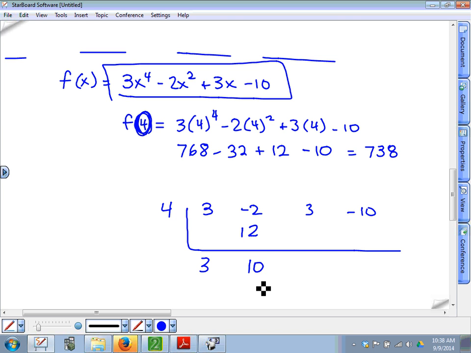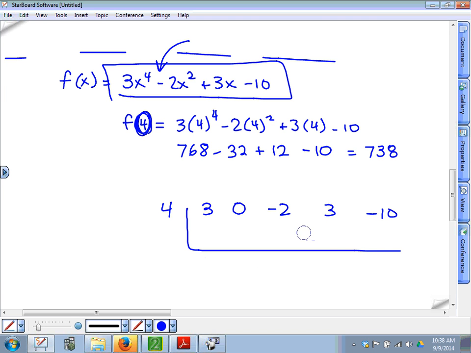12 and a negative 2 makes 10. 4 times 10 is 40. 4 times 3, or 4 plus 3 rather, sorry. 43. 43 times 4. Come on now. Alright, we've goofed up on this thing. Oh, you know what we did? I'm an idiot. What's missing here? I completely overlooked that. Alright, we need a 0 right here, don't we? Yeah. And then we need a negative 2 and a 3 and a negative 10.